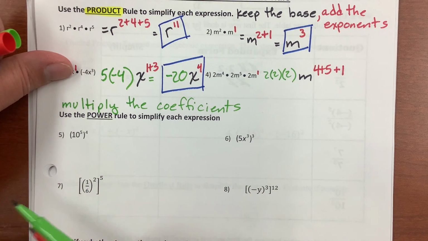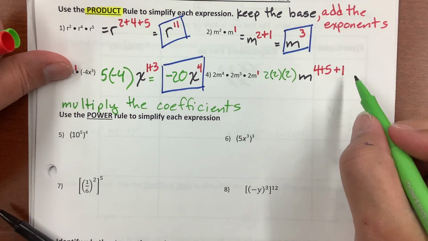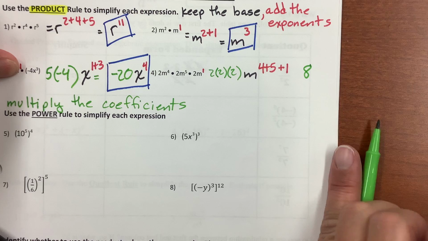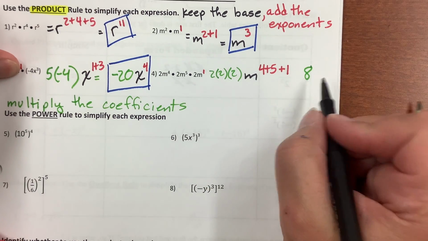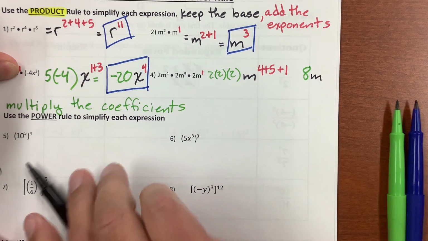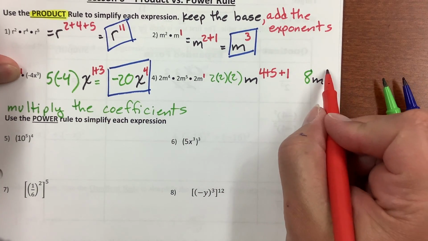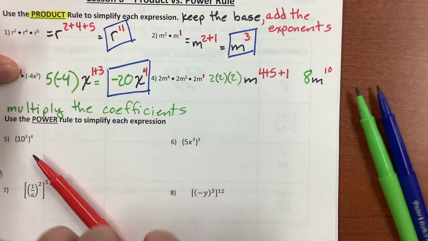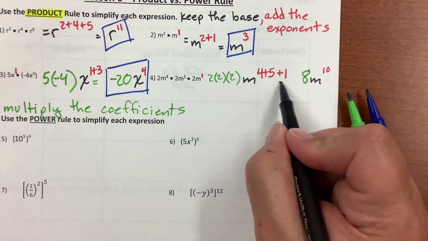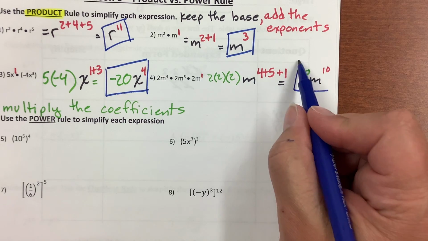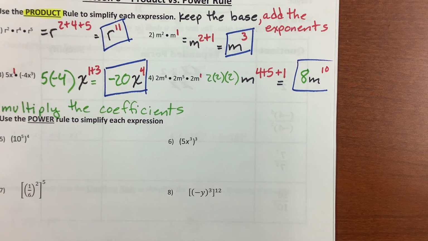So now, 2 times 2 is 4, times 2 is 8. So I have the coefficient 8. M, and 4 plus 5 plus 1 is 10. So I get 8m to the 10th. And I need an equal sign in a box. Put a little ring around it there. There we go. All right.